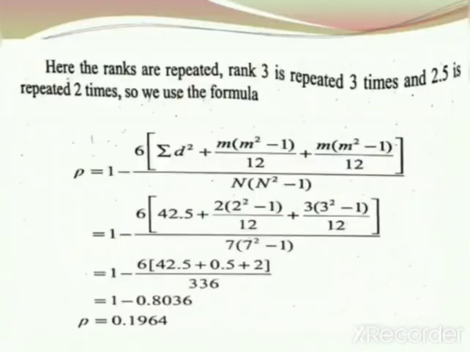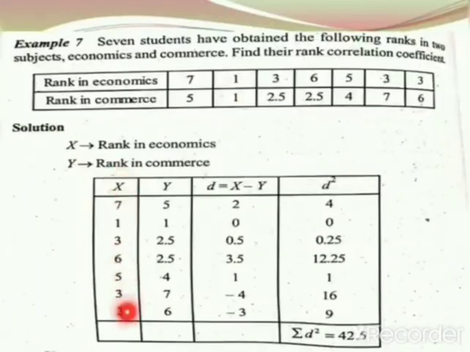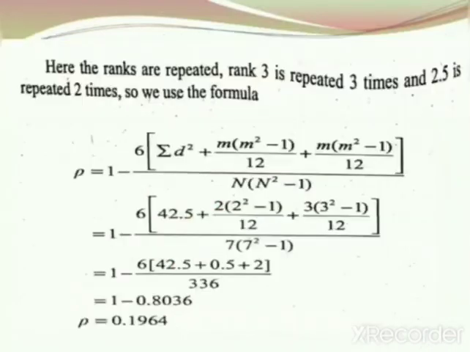Now you have to substitute into the formula, but here the ranks are repeated. The rank 3 is repeated 3 times, because in our X column the ranks are 3, 1, 3, 2, 3, 3, 3. So the 3 is repeated 3 times. In Y, 2.5 is repeated 2 times. So 3 is repeated 3 times and 2.5 is repeated 2 times. So we have to use the repeated rank formula.